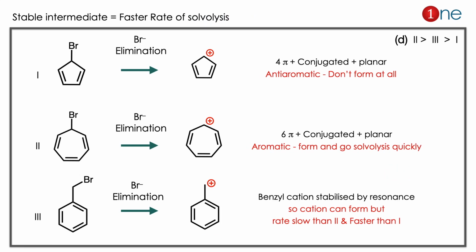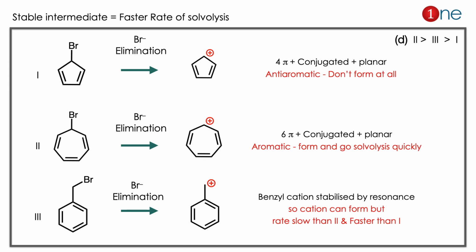Here the answer will be simple if you know the fact that a stable intermediate always leads to faster solvolysis. So we have to find the stability of the intermediate here. Let us analyze the stability. For solvolysis, the cation has to be formed. So the cation formation will be on all the different compounds.